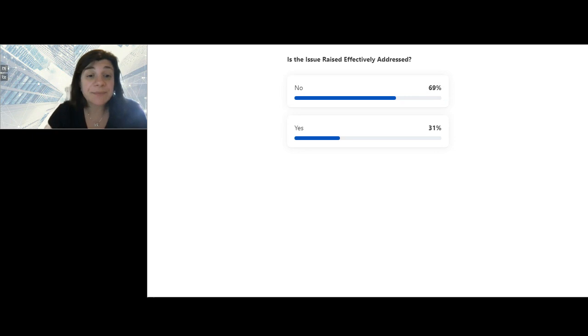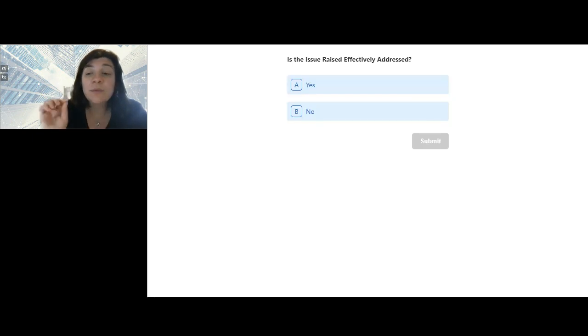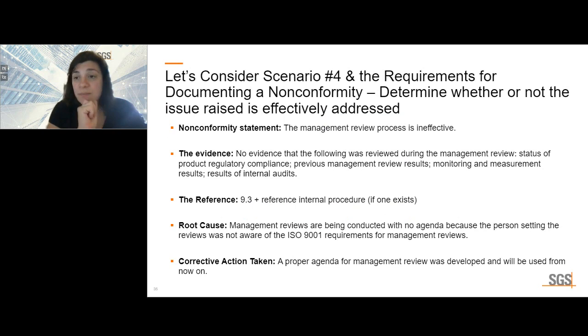So let's go back. The reason it's not, look at the root cause. We're going to break it down. Management reviews are being conducted with no agenda because the person setting the reviews was not aware of the requirements. So the question is, in terms of leadership, because one of the responsibilities of leadership is ensuring that the person who's going to be carrying out an activity is competent. The individual who was doing the management review didn't know what those requirements were. So we have a problem there.